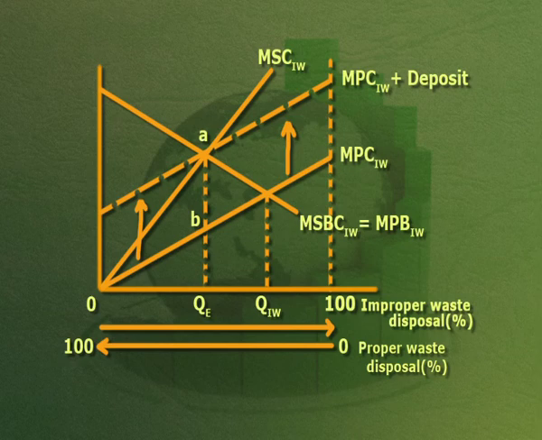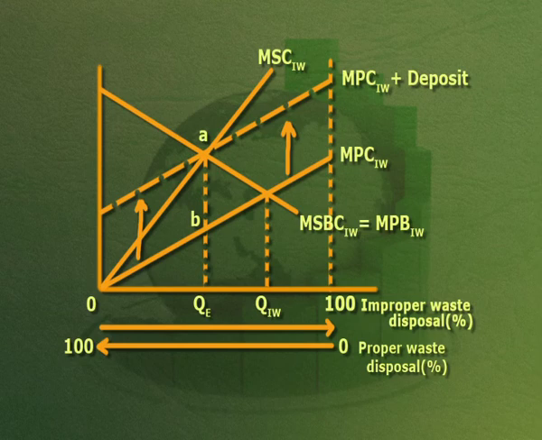Predictably, we observe that in the presence of a negative externality, too much improper waste disposal is produced because market participants do not consider the full impact of their actions. To correct the negative externality, assume that a deposit or refund system is instituted whereby the deposit equals the MEC IW at QE. This is labeled as distance AB in the diagram.